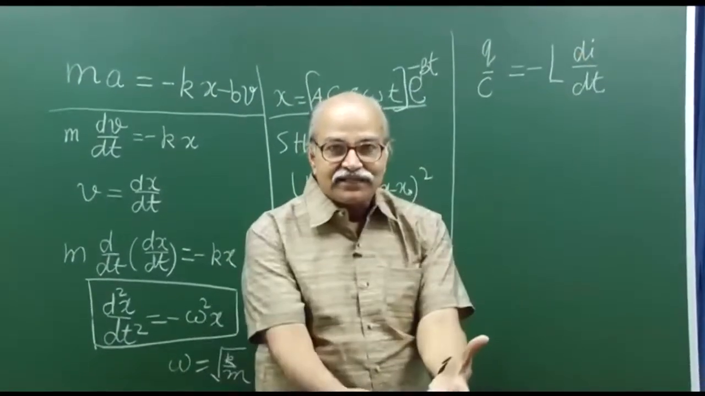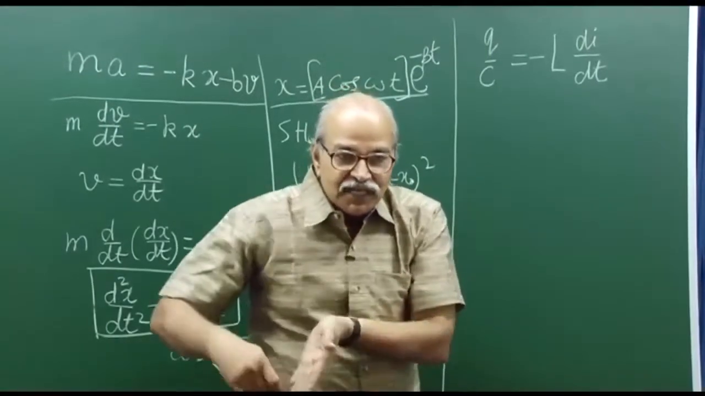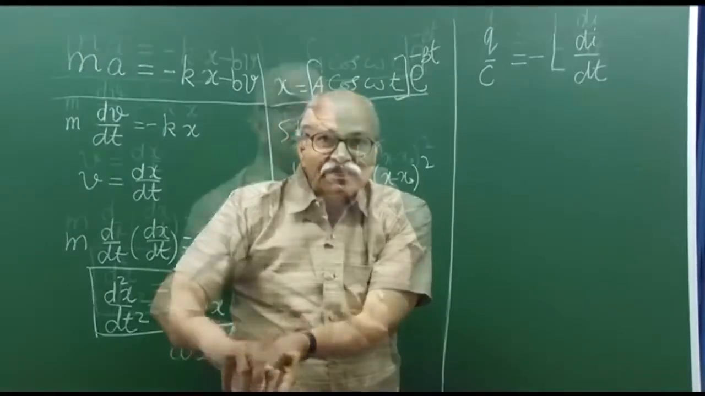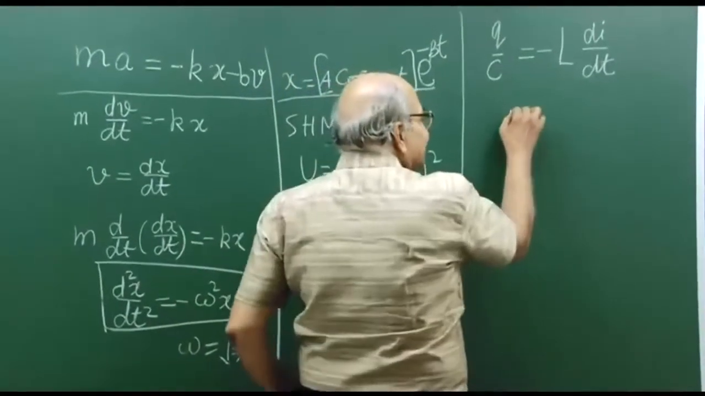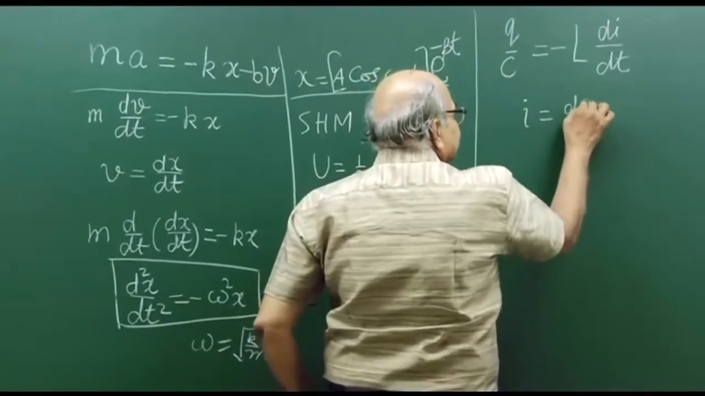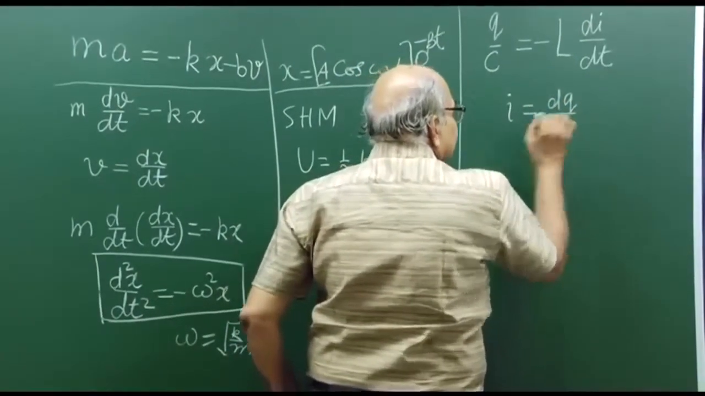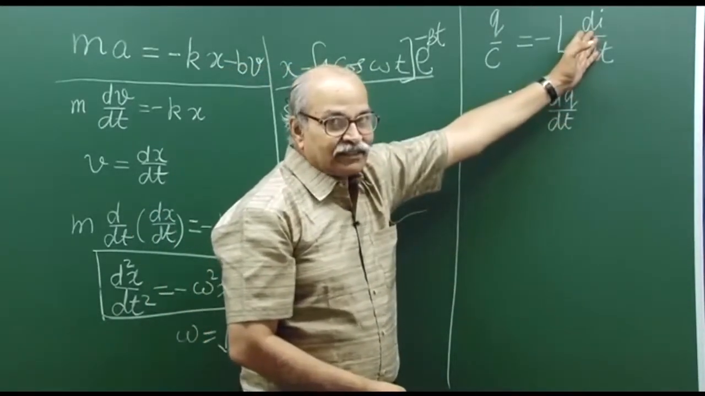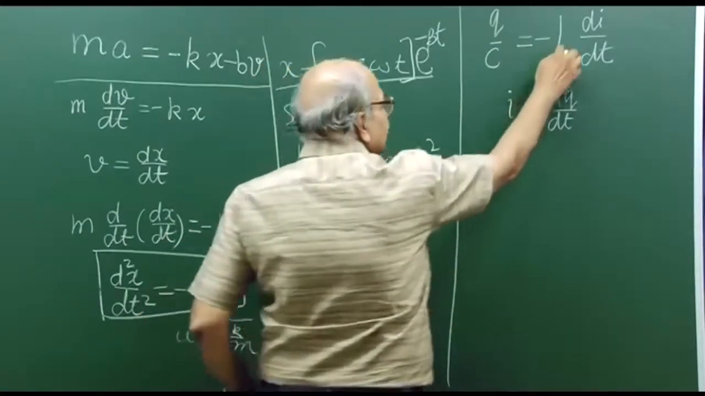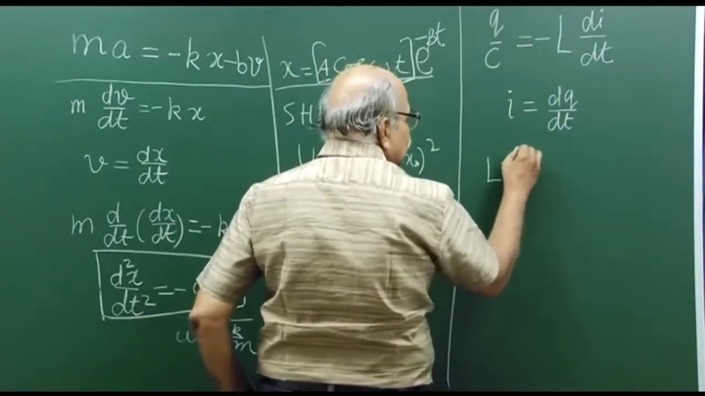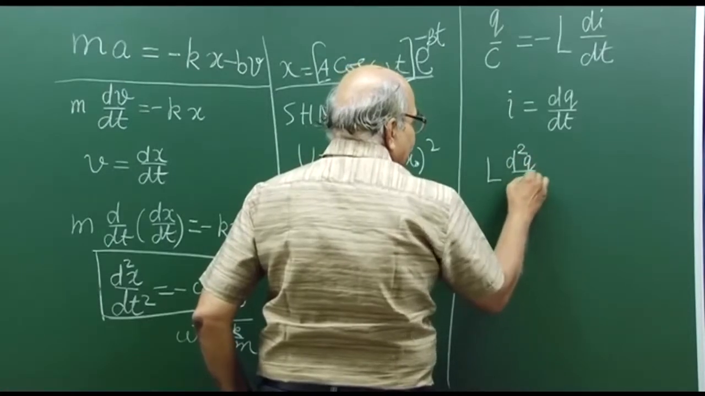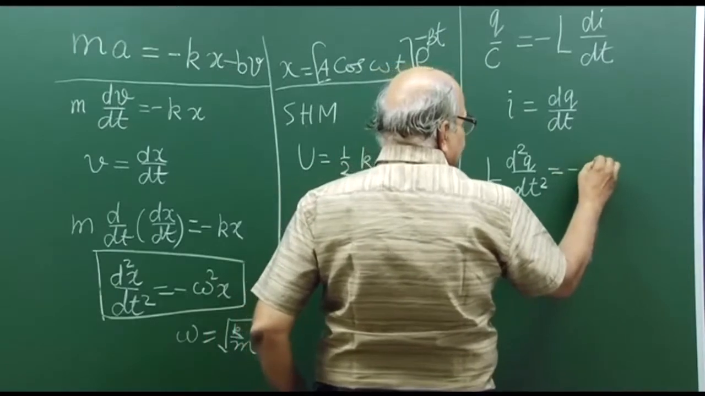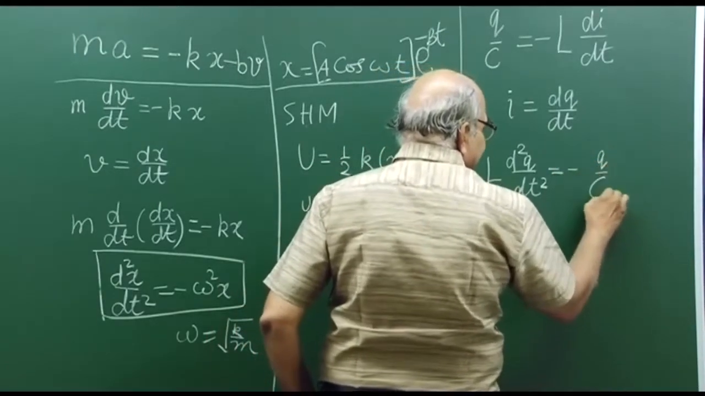After all, what is this current? Current is the flow of charge. So, if charge flows, the charge on each plate of the capacitor, that magnitude, will decrease. So, I can also write I is equal to dq dt. And if I write this I here, what kind of equation am I getting? L d2q dt square is equal to minus q over c.